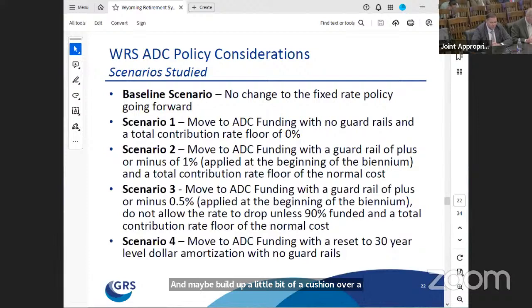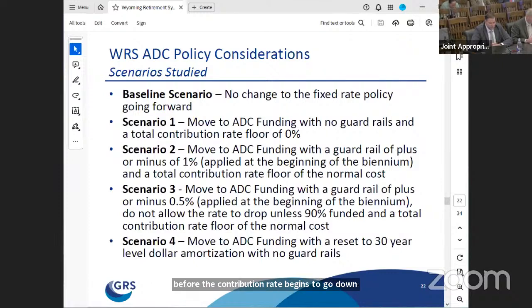Scenario 3 is very similar. The guardrail is plus or minus 0.5%. So again, a pretty tight guardrail on that. And then this is one where we built in a floor of the contribution. So the plan has to be at least 90% funded before the contribution rate begins to go down.